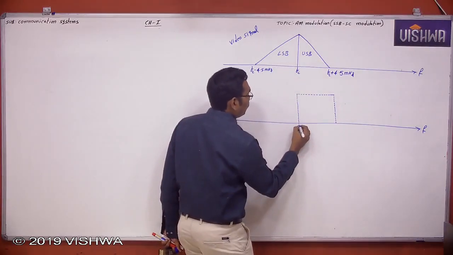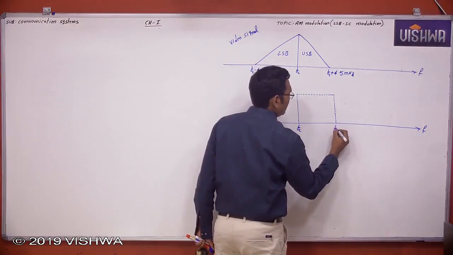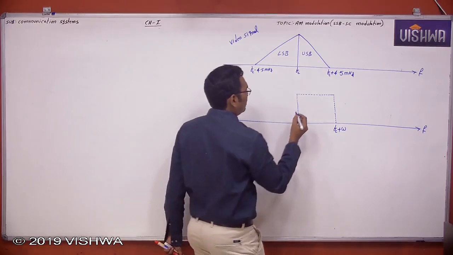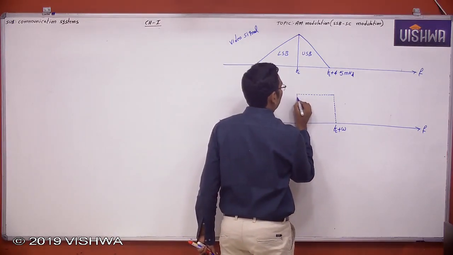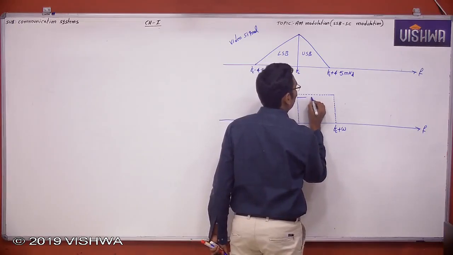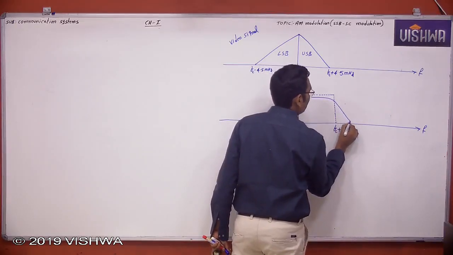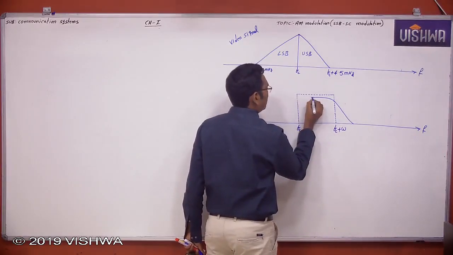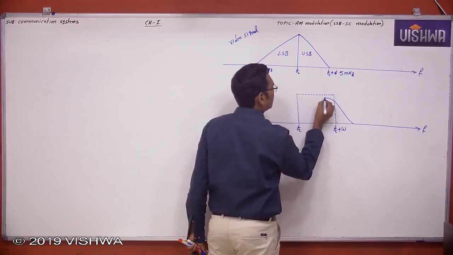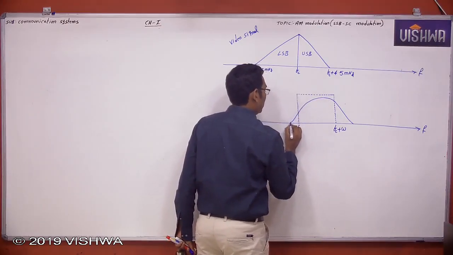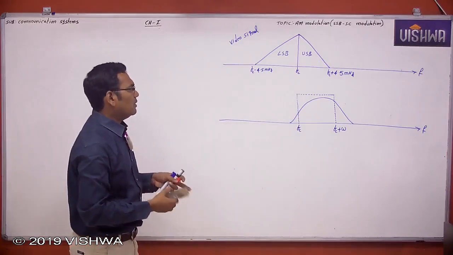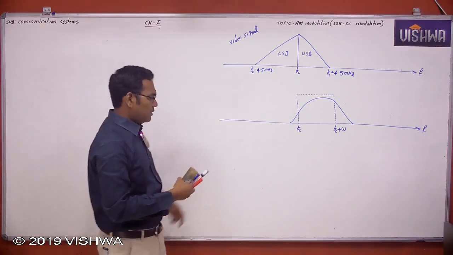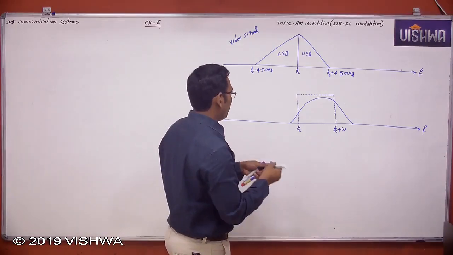Now see here, this is Fc, this is Fc plus omega. So you design a practical filter. Now this practical filter has some transition band. On one side there is no problem, but on the other side it should be as minimum as possible.